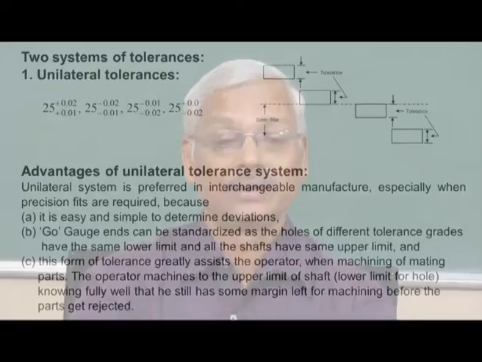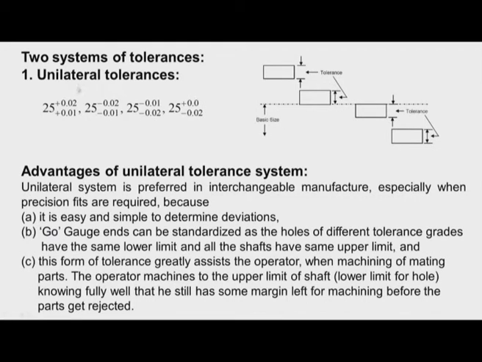So far we studied what is the tolerance and what is the fit, and why tolerances are specified, and what is the need of fit and those things. Now let us try to understand what are the systems of tolerances. There are two systems of tolerances, one is called unilateral tolerance and the other one is called bilateral tolerance.